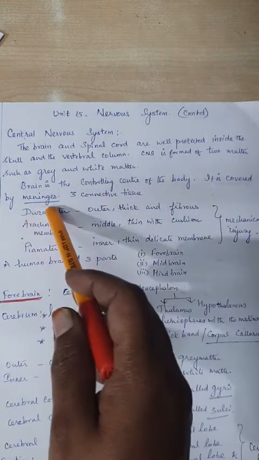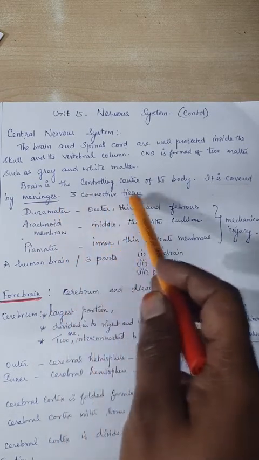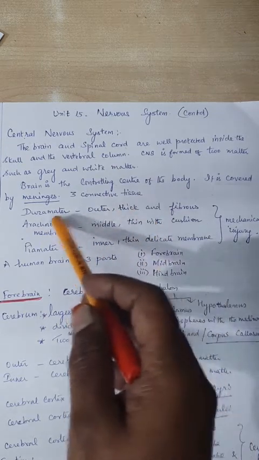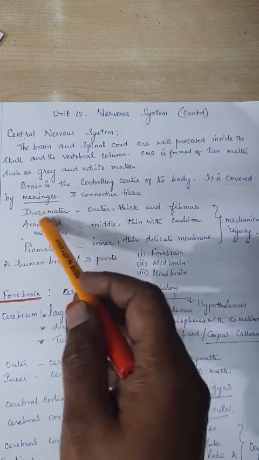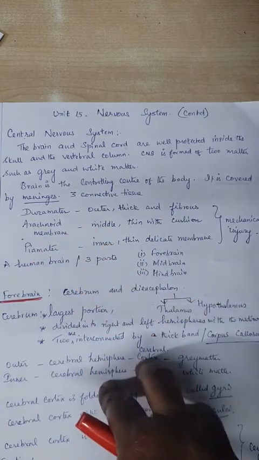It is covered by meninges. What is called meninges? It is formed of three connective tissues. It is otherwise referred to as dura mater, arachnoid membrane, and pia mater. I'll explain with the diagram.